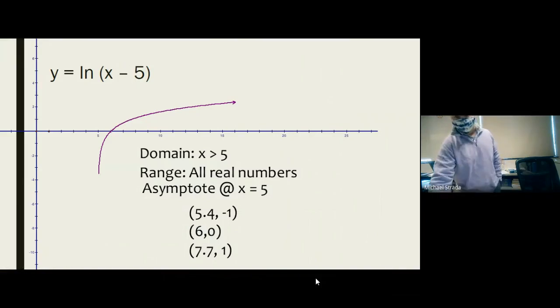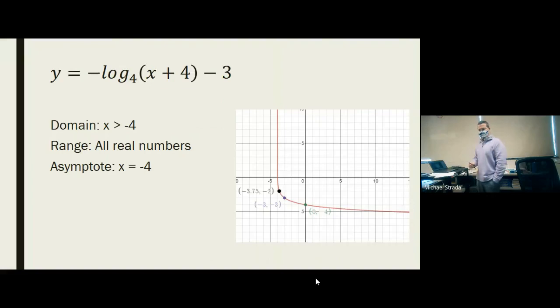And then the last one, y equals negative log base 4 of x plus 4 minus 3. The domain is x is greater than negative 4. The range is all real numbers. The asymptote is x equals negative 4. Points are negative 3.75 and negative 2, negative 3, negative 3, and 0, negative.